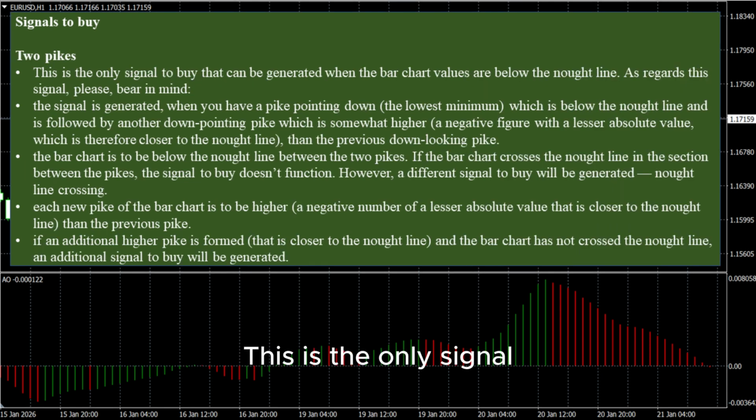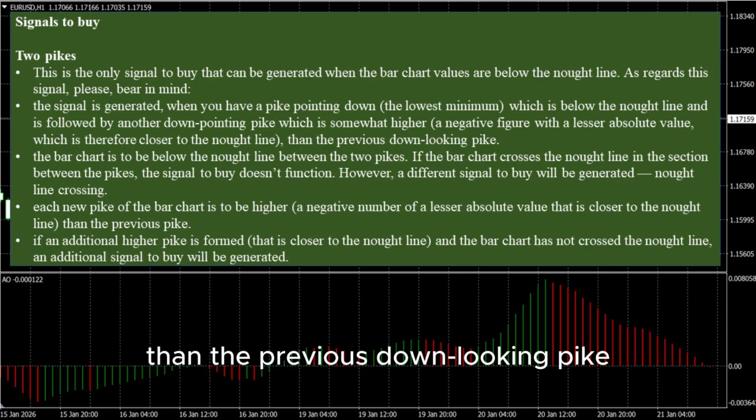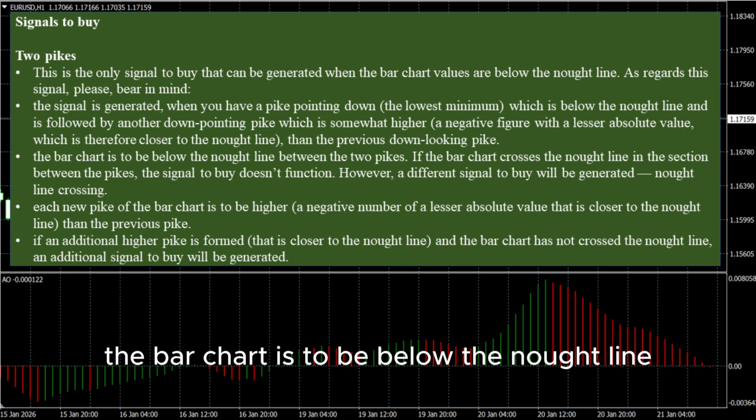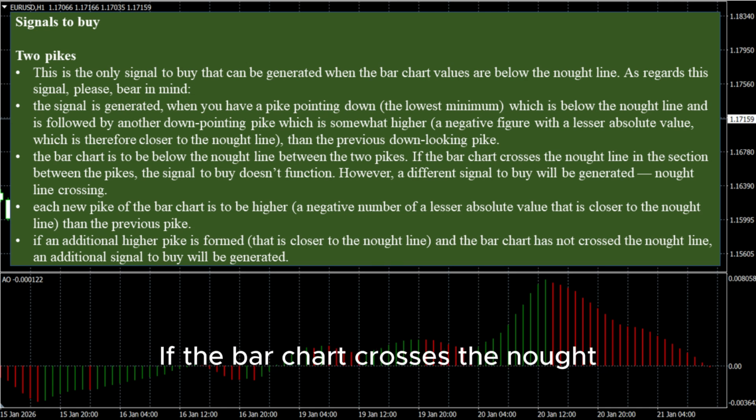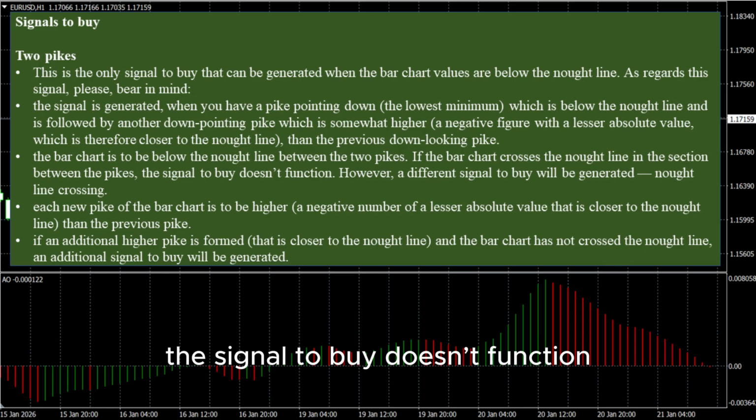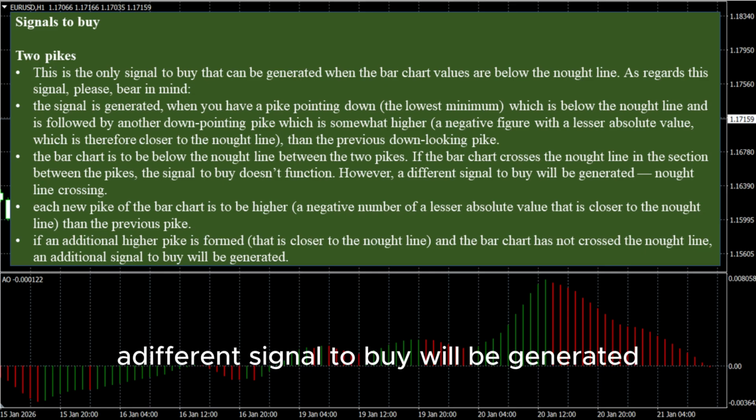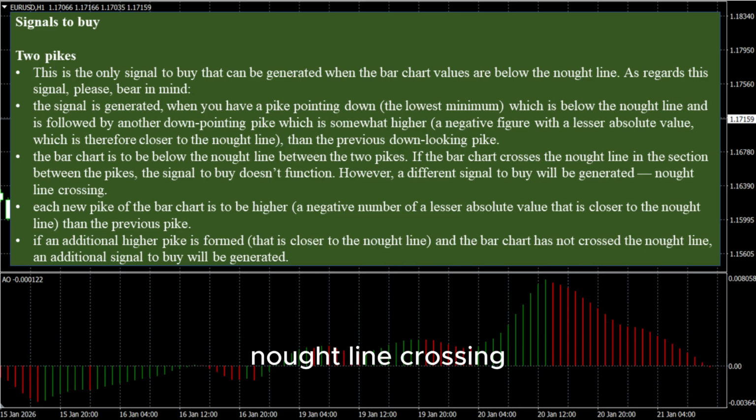Two pikes. This is the only signal to buy that can be generated when the bar chart values are below the naught line. As regards this signal, please bear in mind, the signal is generated when you have a pike pointing down, the lowest minimum, which is below the naught line, and is followed by another down-pointing pike which is somewhat higher, a negative figure with a lesser absolute value, which is therefore closer to the naught line than the previous down-looking pike. The bar chart is to be below the naught line between the 2 pikes. If the bar chart crosses the naught line in the section between the pikes, the signal to buy doesn't function. However, a different signal to buy will be generated, naught line crossing.